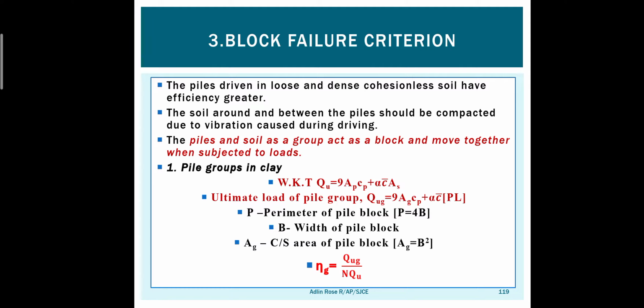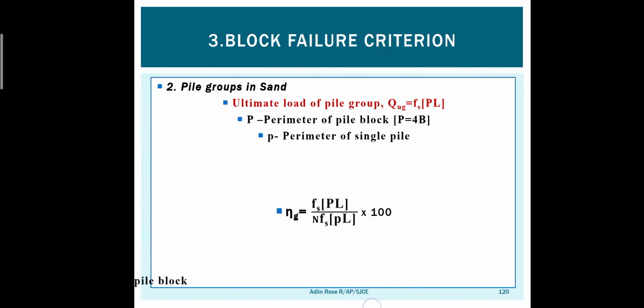In block failure criterion, we assume the efficiency as 100%, because the entire unit acts as a very solid unit, so there will not be any settlement at all. It is an ideal condition, so efficiency is assumed to be 1 or 100%. So what will happen to the Qug in the last formula? Qug is equal to, efficiency is 1, so 1 into N into Qu. What is N? Number of piles, and Qu is the single pile capacity. We will be using that concept here also.